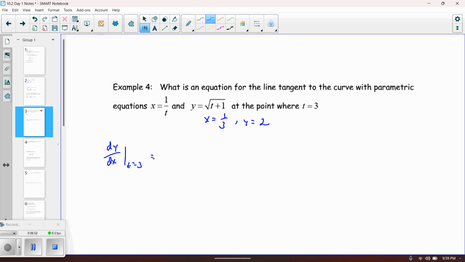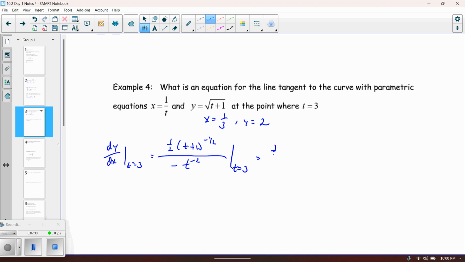So t plus 1 to the 1/2 will become derivative 1/2 t plus 1 to the negative 1/2. Chain rule times the derivative of t plus 1 is just 1, so we don't need to worry about writing that. And then the derivative of 1 over t. Remember that 1 over t is the same thing as t to the negative 1 power. So power rule, bring down the negative 1, subtract the power by 1. So now we're just going to go ahead and plug in 3 and see what we get.